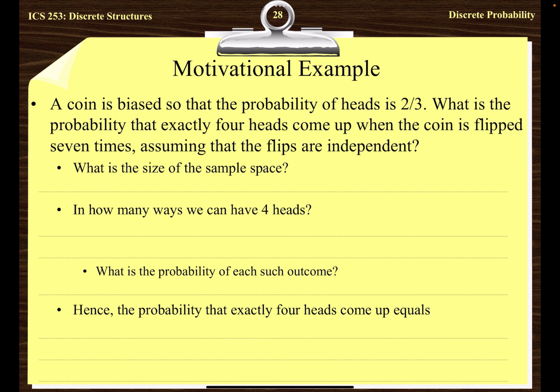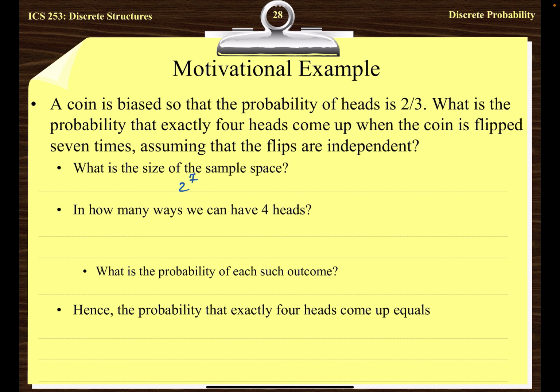To the power 7. Each outcome is either head or tail, right? So 2 times 2 times, so this is 2 to the power 7. Okay. In how many ways can we have 4 heads?